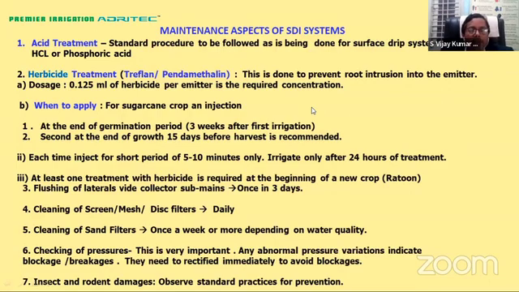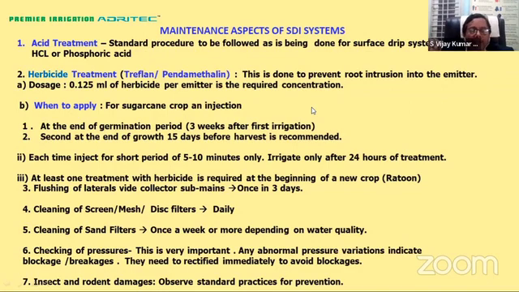So when do you apply the pendimethalin or the herbicide? Number one, generally at the end of the germination period, 3 weeks after the first irrigation. Number two, at the end of the growth, 15 days before the harvest is recommended. We generally inject it for a very short period of 5 to 10 minutes. After injecting it, you should not irrigate immediately; you should irrigate only after 24 hours. Otherwise, the chemical will get dispersed into the soil. At least one herbicide treatment is required at the beginning of the new ratoon crop.